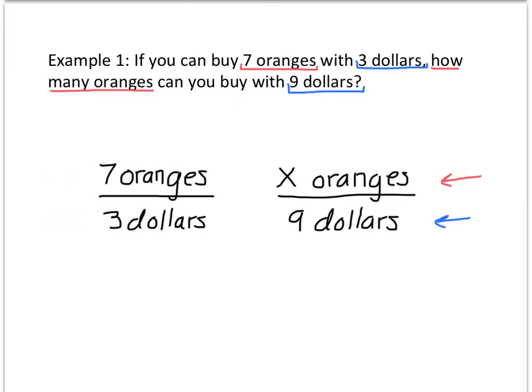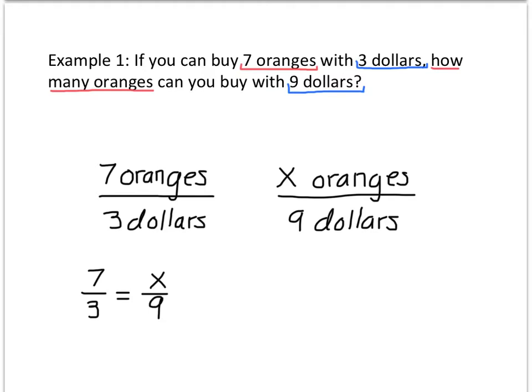Okay. So I have my two ratios. One I know is 7 oranges for every $3. The second I don't know, some number of oranges for $9. Now that I have these two ratios, I can set a proportion by setting these equal to each other. Or in other words, I can say that 7 over 3, our first ratio, is equal to X over 9, our second ratio, where X is our number of oranges that I can buy with $9.